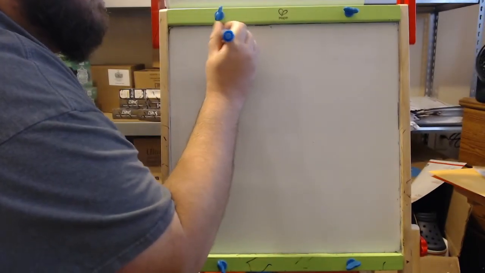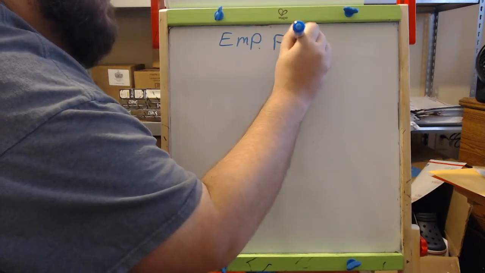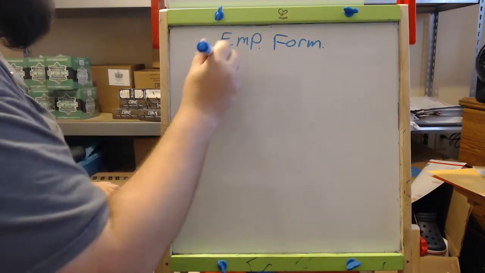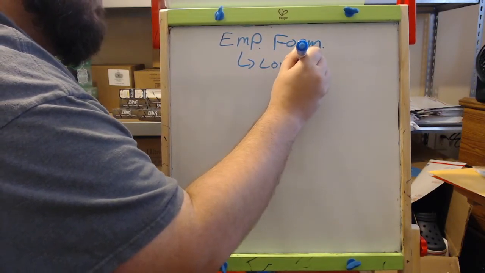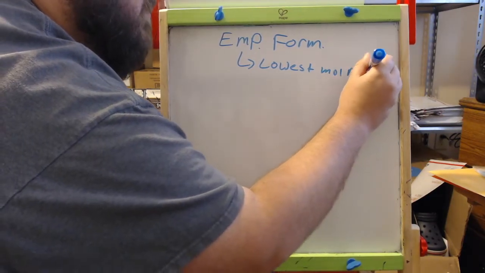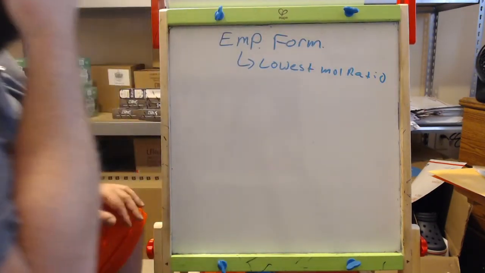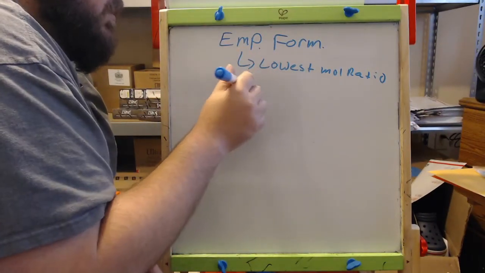All right, the last thing I want to talk about today, and this actually puts us about 75% of this chapter done, is empirical formula. Empirical formula is the lowest mole ratio of a compound.